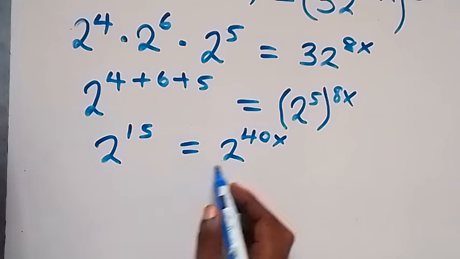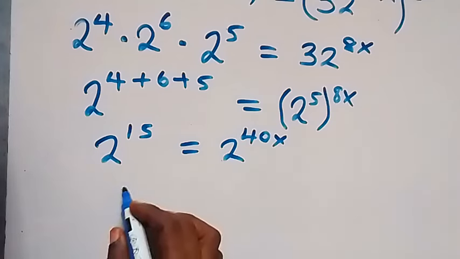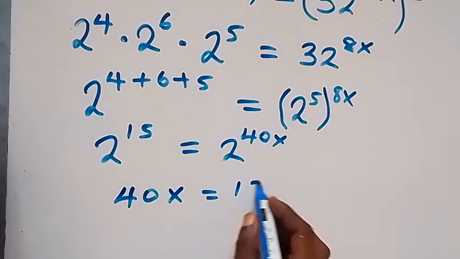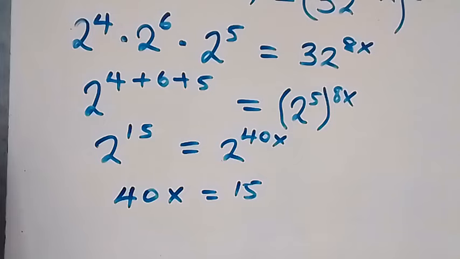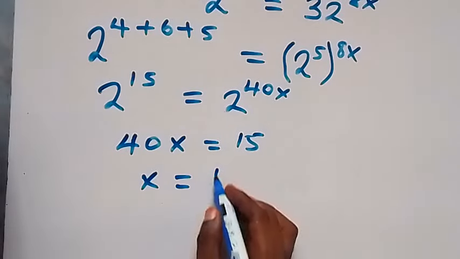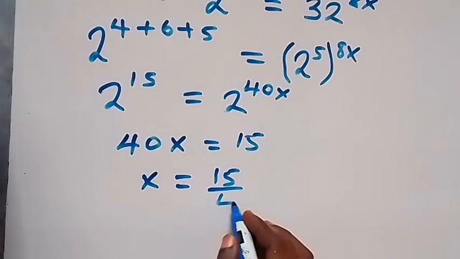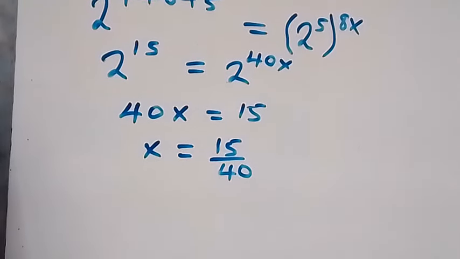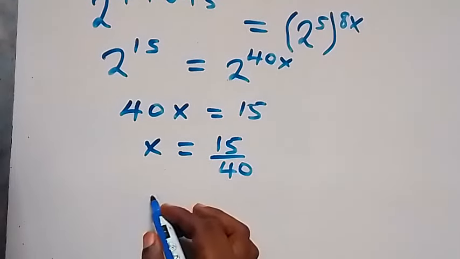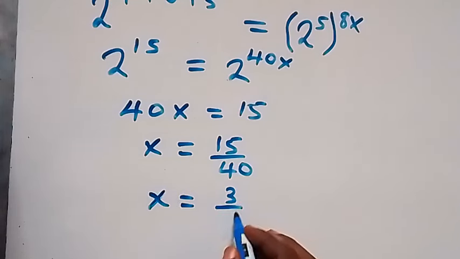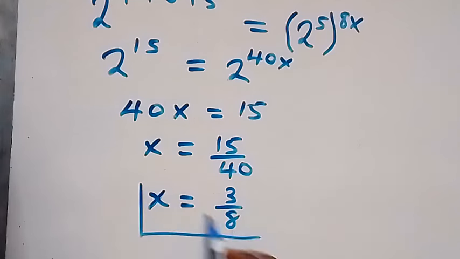The bases are the same, so we can equate the powers. So 40x equals 15. When we divide both sides by 40, we have x equals 15 over 40. Then we can reduce this into a simple fraction. This will be x equals, 5 can go, that's 3 over 8. We have x equal to 3 over 8.